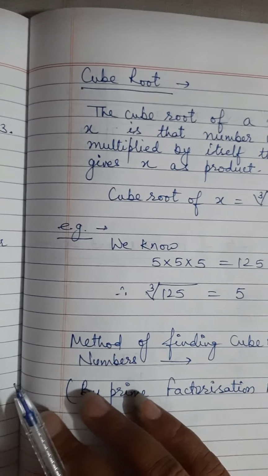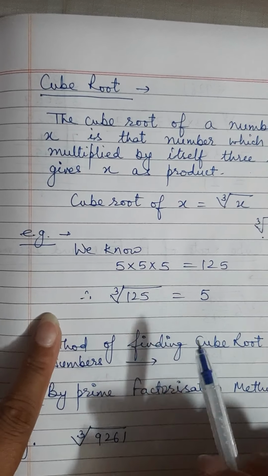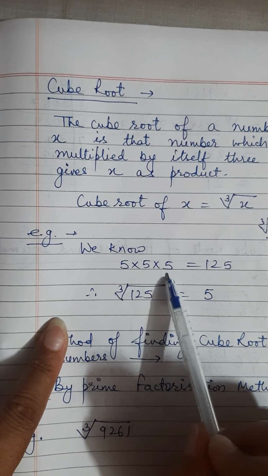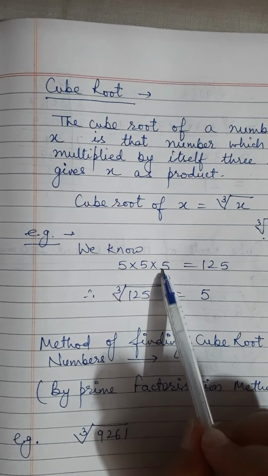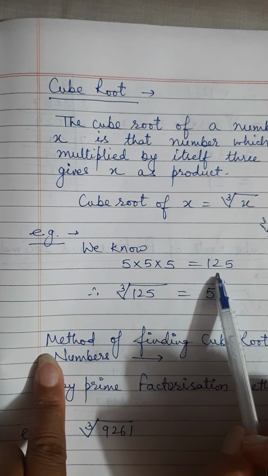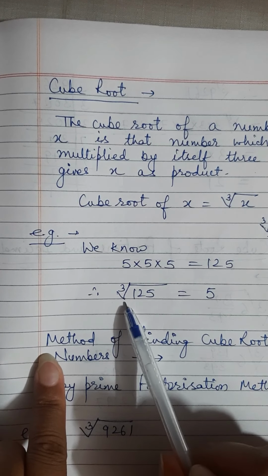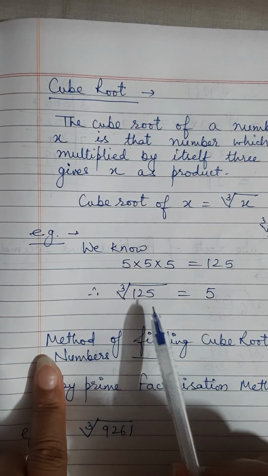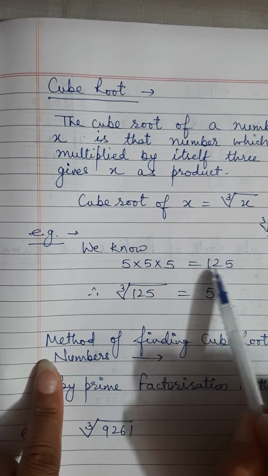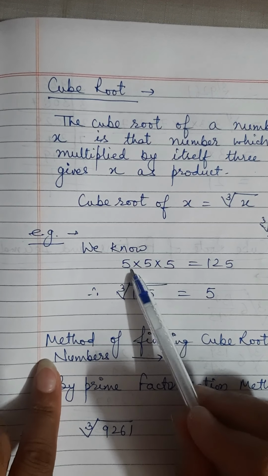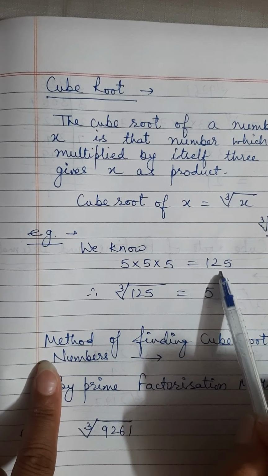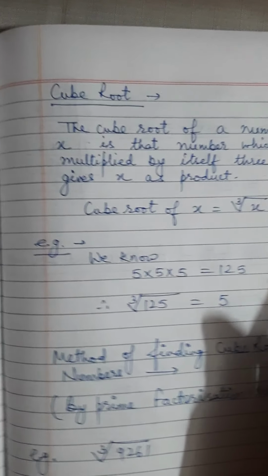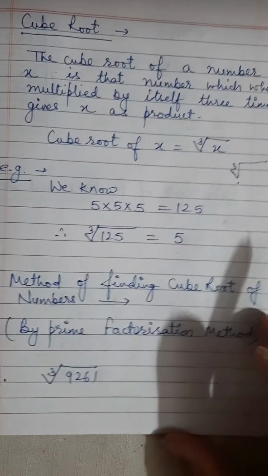Now you can understand with this example. We know that the product of 5 three times gives 125. So we can write that the cube root of 125 is 5, right? If 125 is the product of these three 5s, then we can say that the cube root of 125 is 5. Okay, so this is cube root of any number.